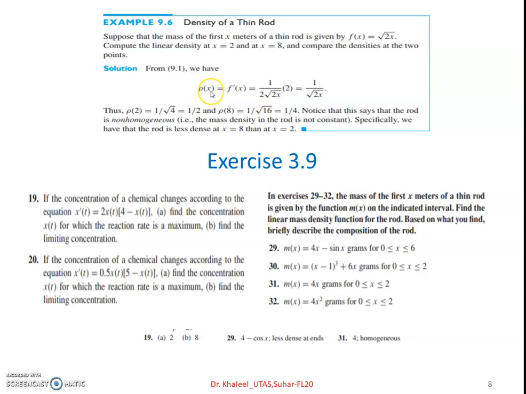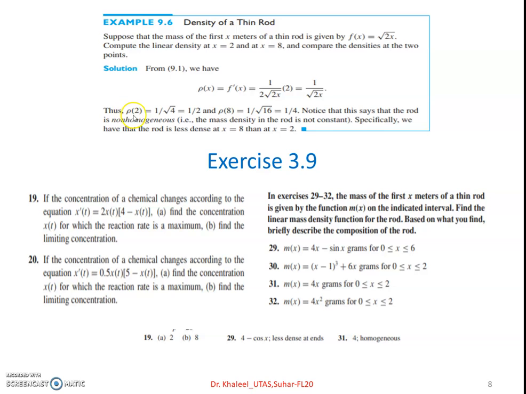We know rho(x), the density, is the rate of change of mass, so rho(x) is f'(x). The mass function is given. Use the chain rule for this: square root first, then the inside. The answer is this. So this is the density function, and the mass function is for all x. But we need to find the linear density at x equal to 2 and x equal to 8. Substitute these two here. So we get rho(2) = 1/2 and rho(8) = 1/4.